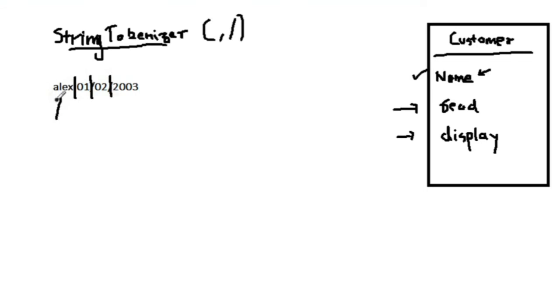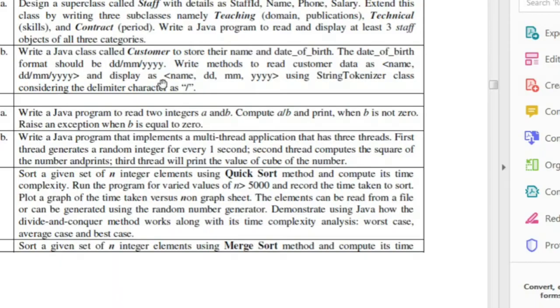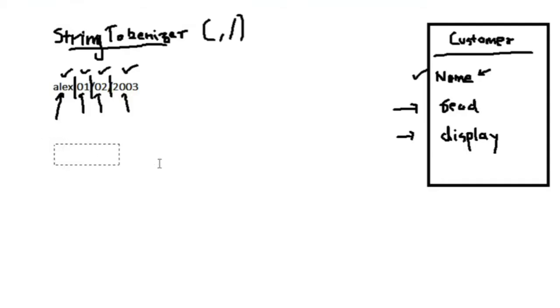In our case there will be four tokens. The first one is Alex, and the second is the date, month and year. So we'll have four separate tokens and we'll display each token one by one. In what format do we have to display? It's given that we display the name, then a comma and a space, then the date, and the same for month and year. We'll do the same thing in the main function. So our output will be: Alex, with a comma and a space, then 01, 02 and 2003. This is our expected output, and let's see how to do this in Java.